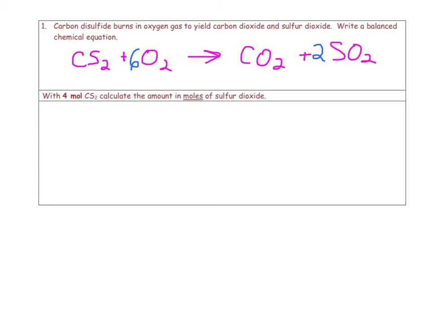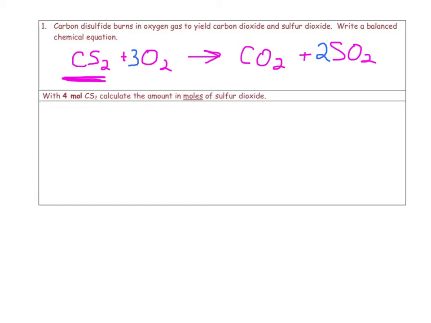Oh, looks like I made a mistake. Let's fix that. We need a total of 6 oxygens on the left, not 12. There we go. 3 diatomic oxygen is a total of 6. Now it's balanced. The question is, with 4 moles of CS2, that'll be our starting quantity, calculate the amount in moles of sulfur dioxide. So we're going to be comparing CS2.